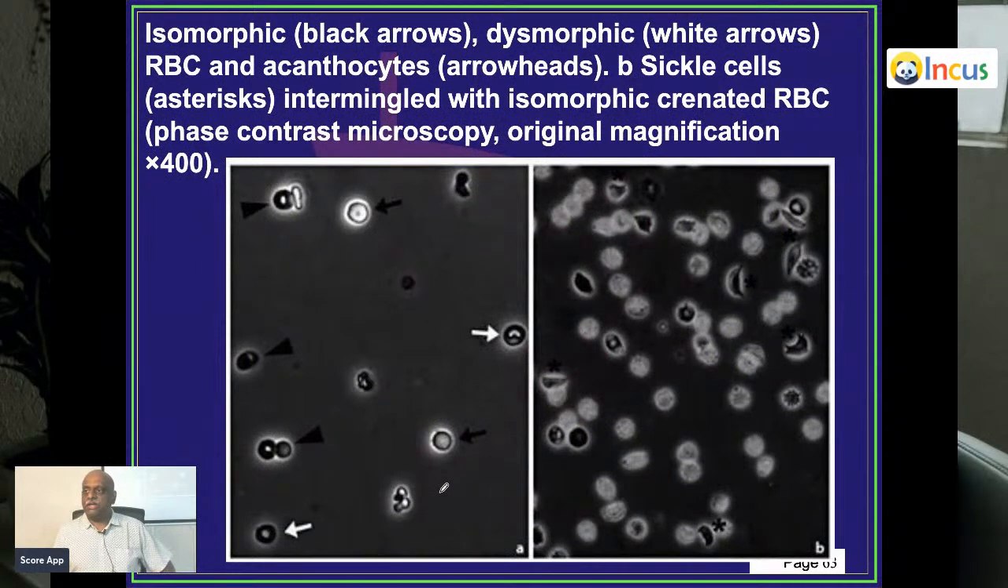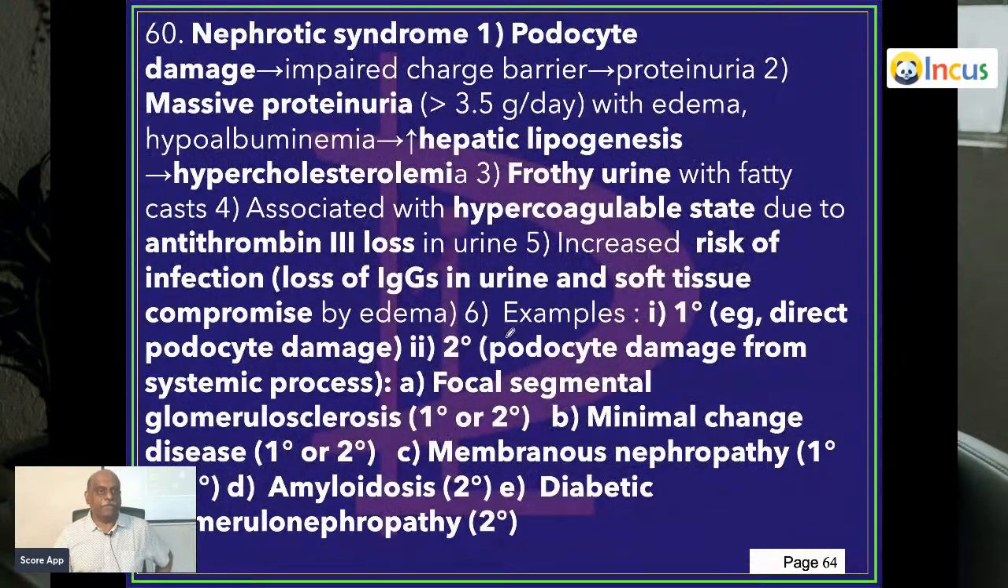So what you are seeing here, doctor, these are all the dysmorphic RBCs, which are the feature of glomerular pathology. This is an isomorphic RBC, this is a dysmorphic RBC. Now comes nephrotic syndrome.